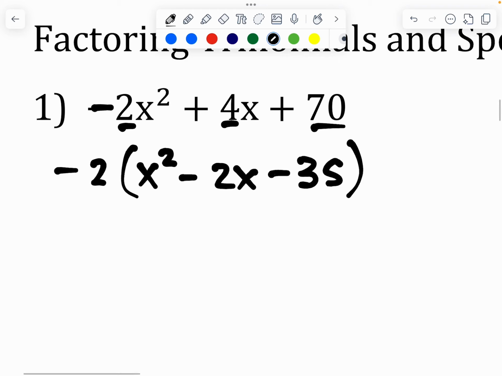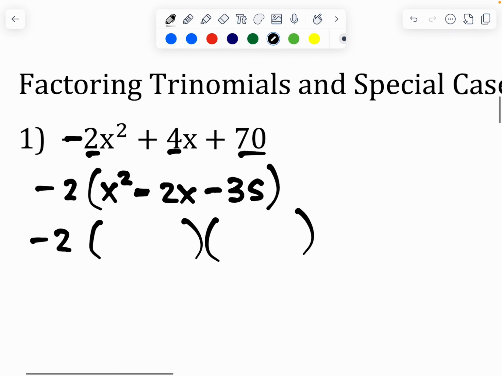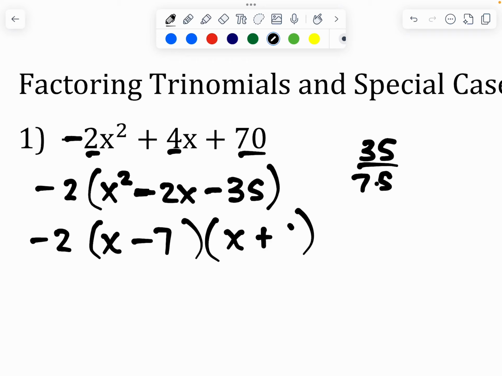I'm not finished yet. I still have to factor the rest of this. So I need 2 factors. It's minus minus, so I know I'm going to have one positive and one negative. I just need to determine which is going to be which. So I need factors of 35 that are going to add up to be negative 2. So I'm going to think maybe 7 and 5 might work. Okay, so x, I'm going to put minus 7 here because this is a negative 2, and x plus 5.